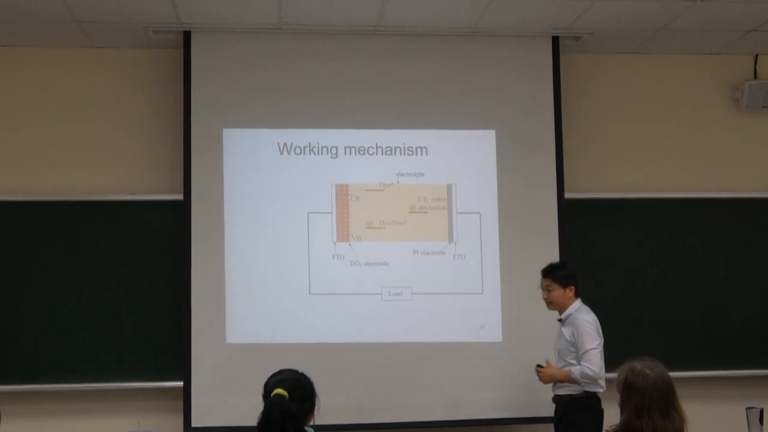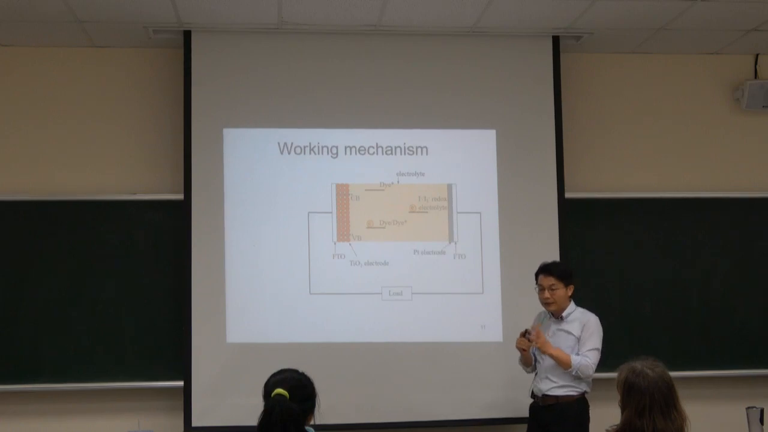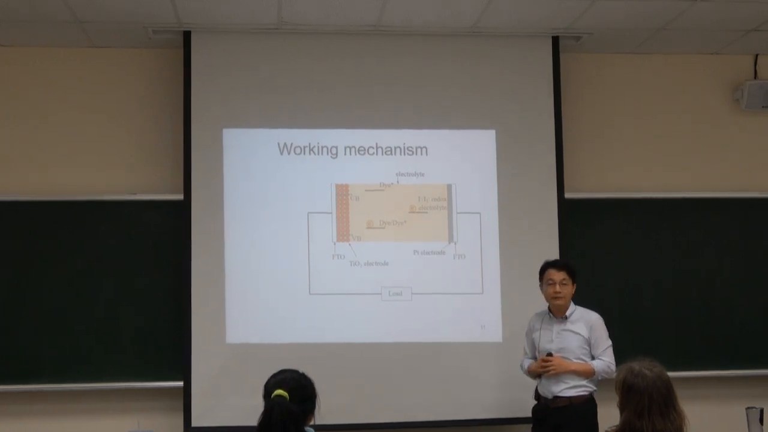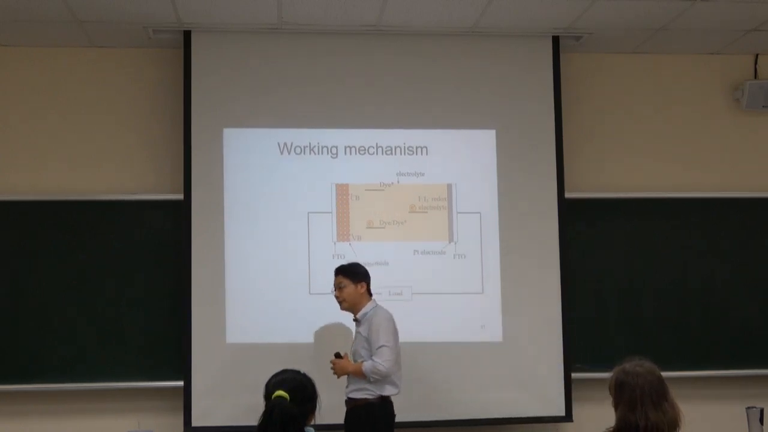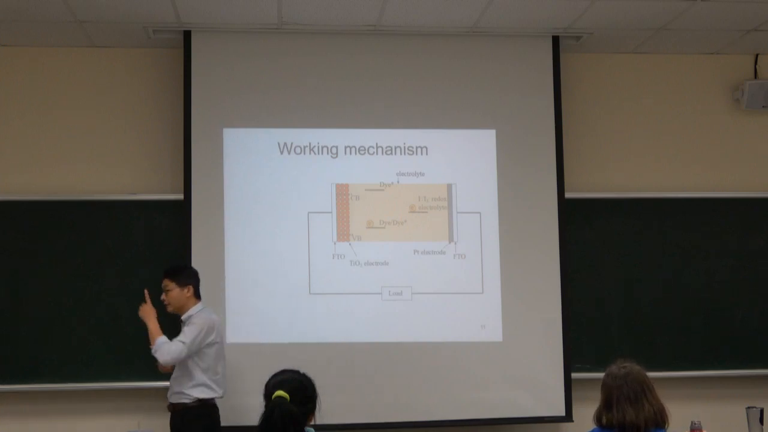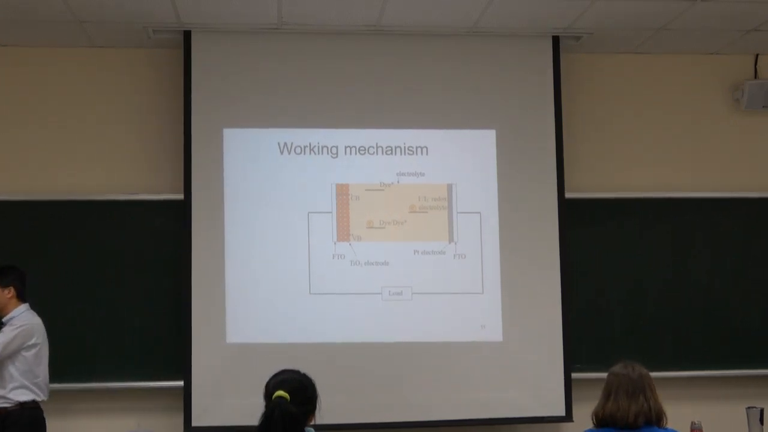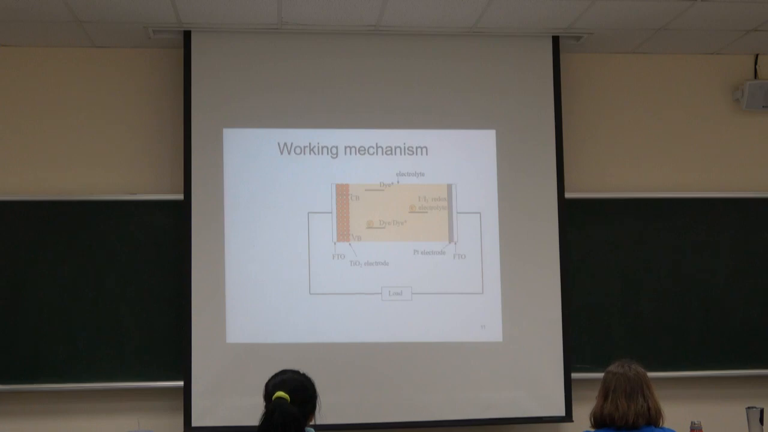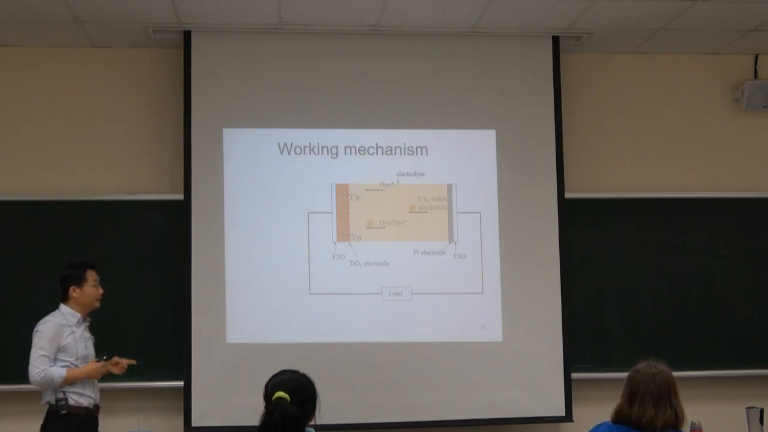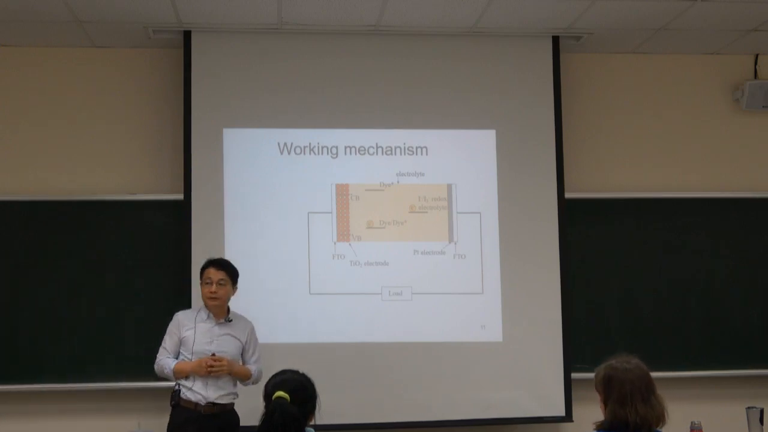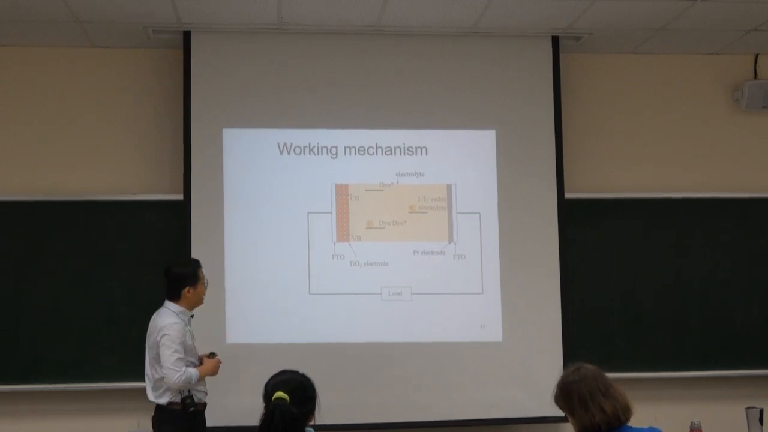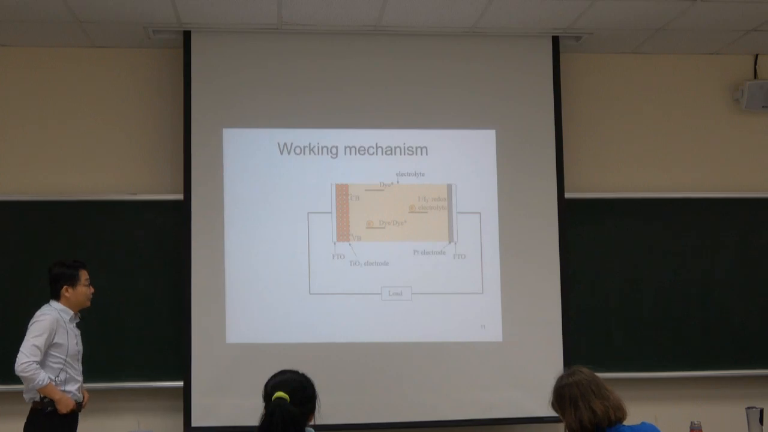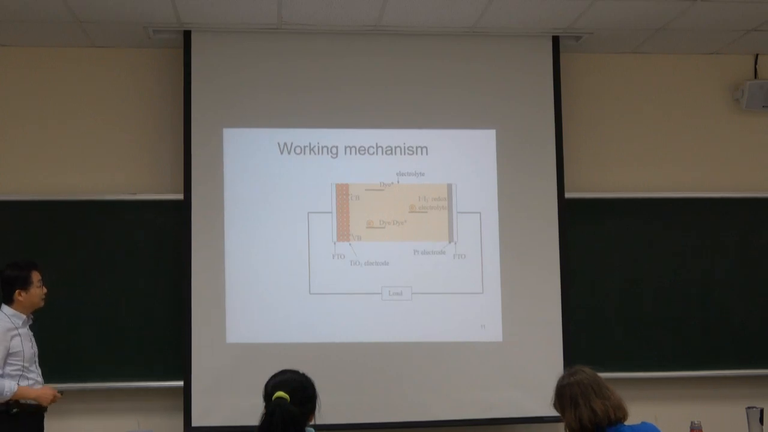This is the very initial technology. It was developed in 1996. In 1996 the first dye-sensitized solar cell was discovered by Professor Michael Grätzel in Switzerland, at EPFL. So this is the first dye-sensitized solar cell.